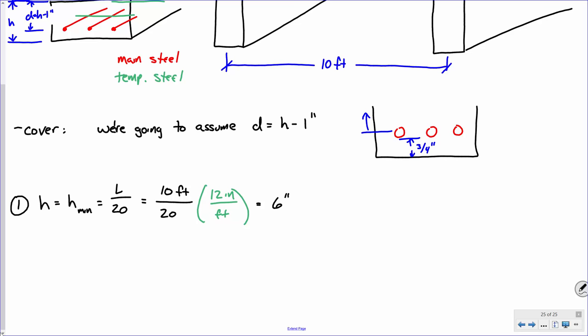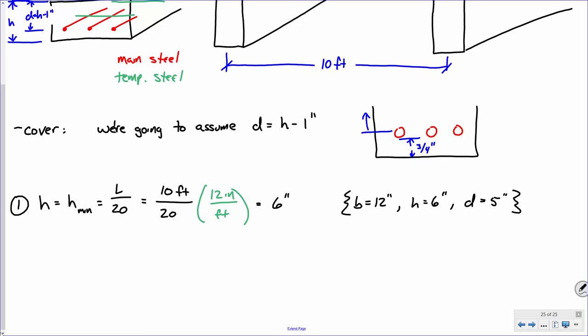Is everybody all right with that? So we've got B is 12 inches, H is 6 inches, and D is what? 5 inches. So there are our slab dimensions right off the bat. We're going to have a 6-inch thick slab. Everybody good?